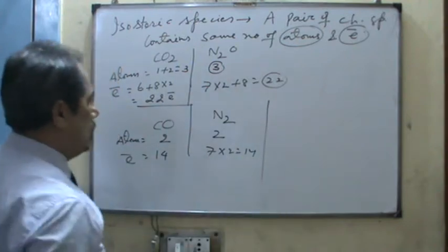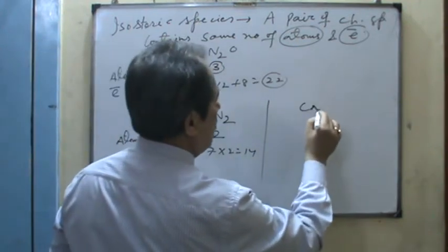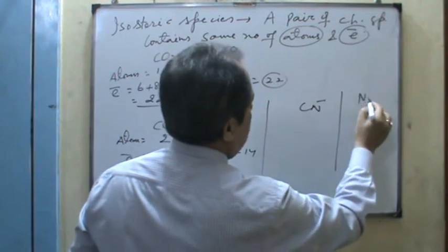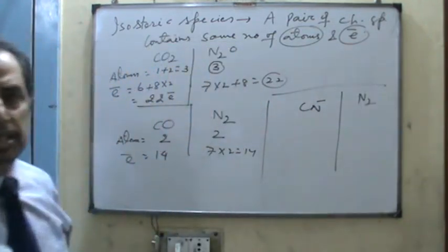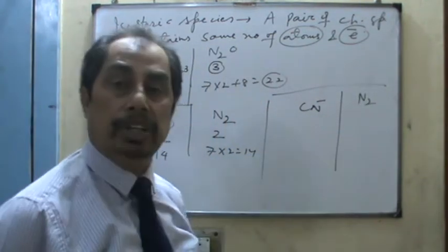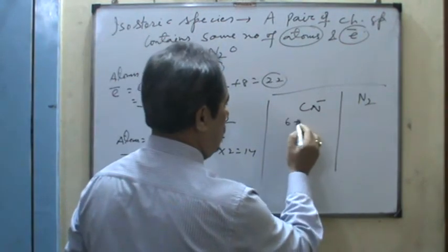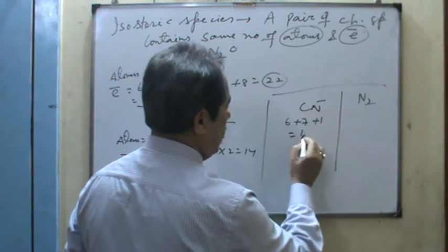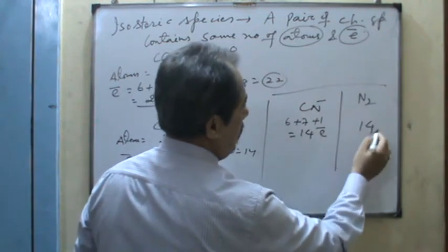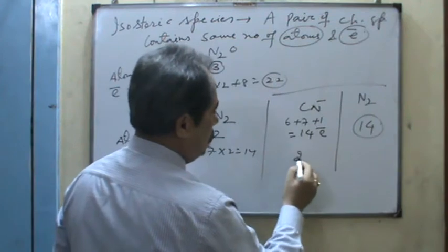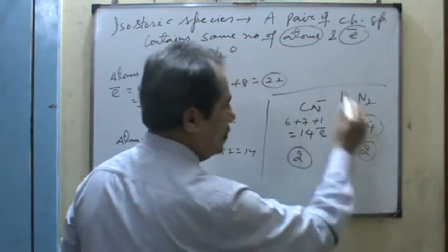Dear students, you can take another example. Cyanide ion and N2. Dear students, is it the isosteric species? Yes, of course, because of 6 plus 7 plus 1. How many electrons? 14. And here 14. How many atoms? 2 atoms, and here again 2 atoms.